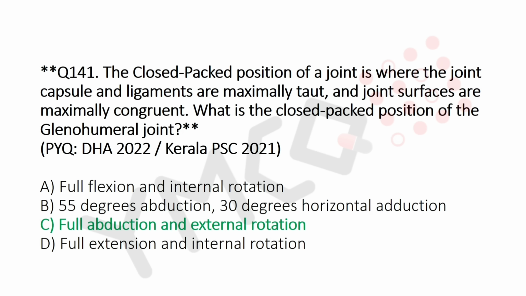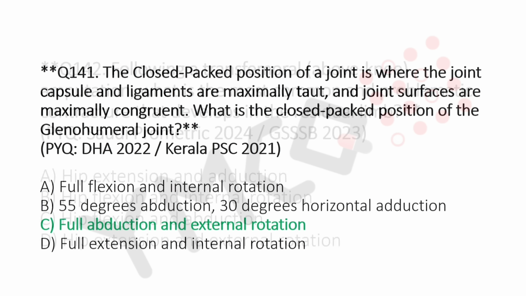If you want to lock the shoulder joint tight, in close-packed position, you bring the arm all the way up to the ear, full abduction, and twist it outward. That's external rotation. Okay. Now let's move to question number 142.